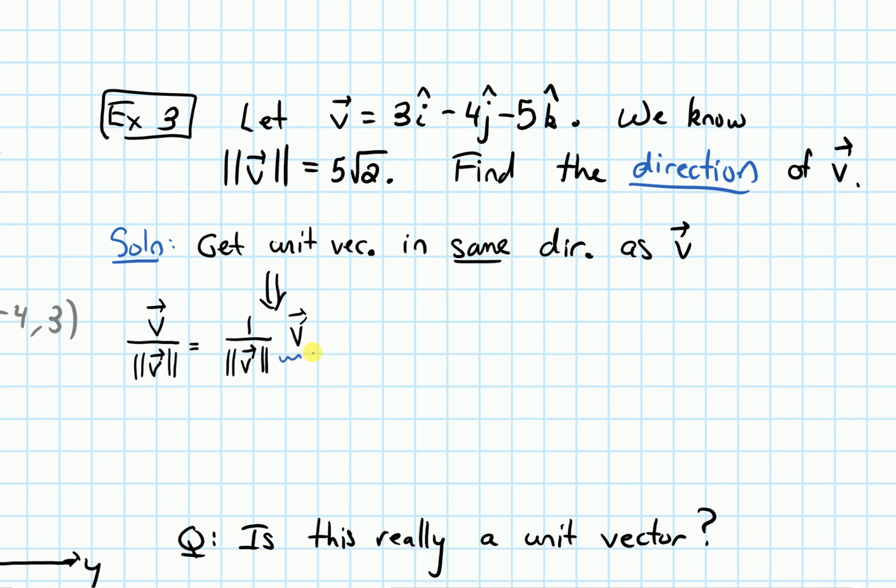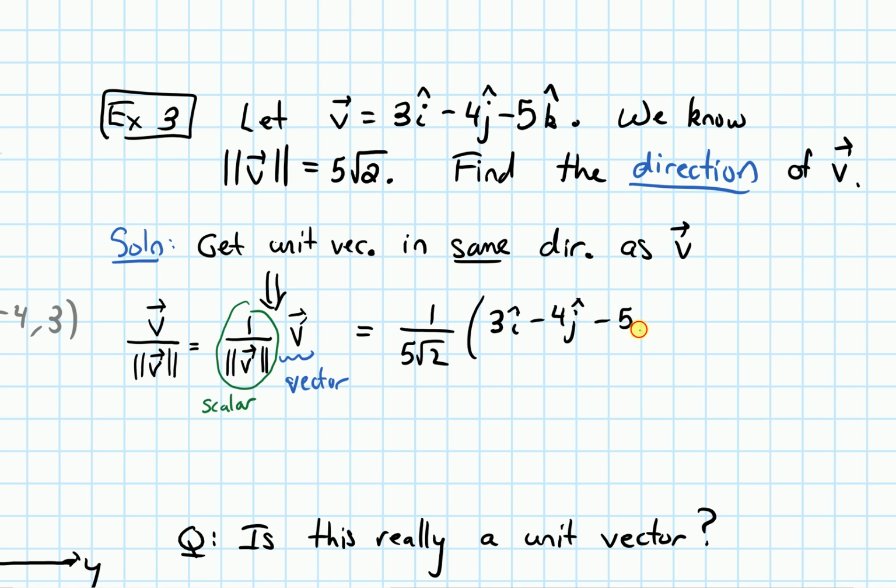So this right here is the vector v, and the fraction in front of it, 1 over the length, is a scalar. The magnitude of a vector is just the length, so this denominator is just a number, and 1 over just a number is just a number. So this is going to be a scalar, not a vector. We have 1 over the length of v, which we know is 5 root 2, and that needs to be multiplied by the vector v, which is 3i hat minus 4j hat minus 5k hat.